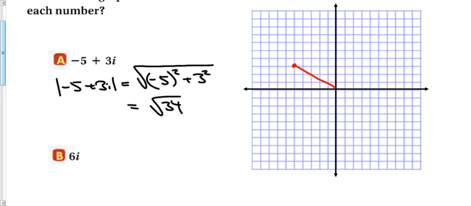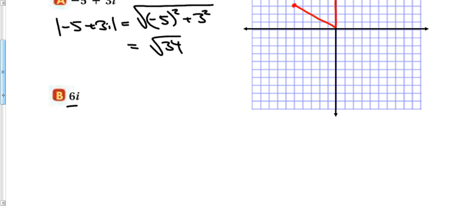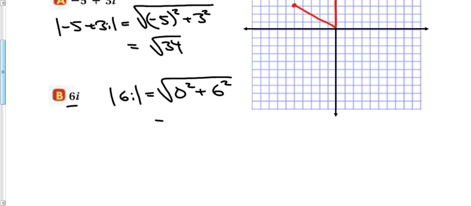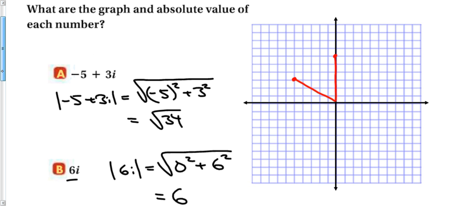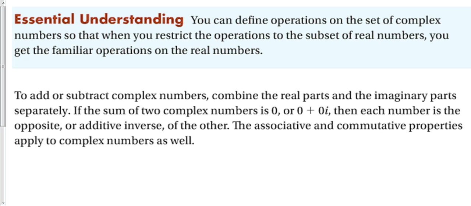Okay, and now this one, a pure imaginary number, would just be 6i. So that's 0 left and right and just 6 up. And its distance, because it doesn't go left and right at all, is just going to be 6. And we can see that because the absolute value of 6i would be equal to the square root of its real part, which is 0 squared, plus its imaginary part, which is 6 squared. So that would be the square root of 36, which is 6. So graphing an absolute value shouldn't be too difficult. Okay?